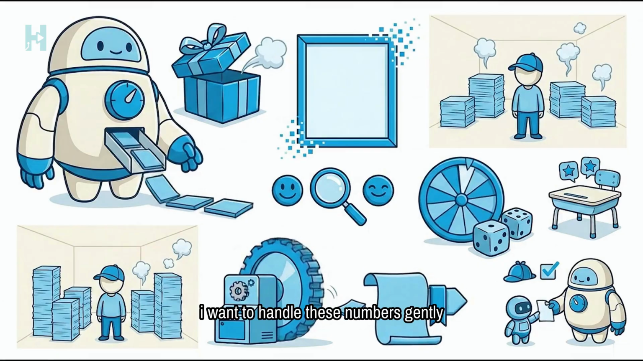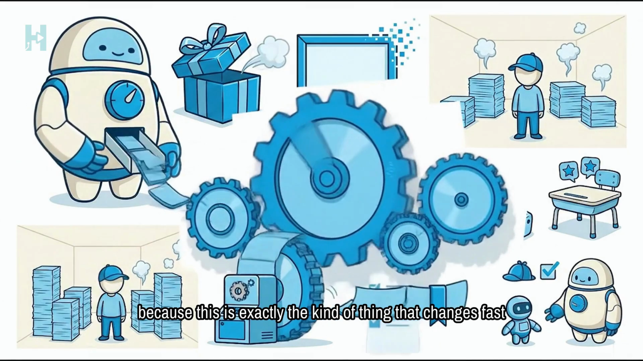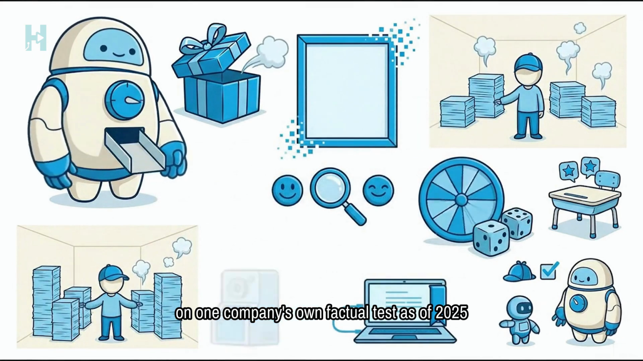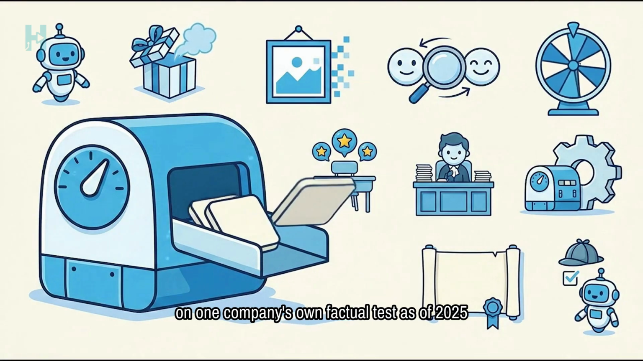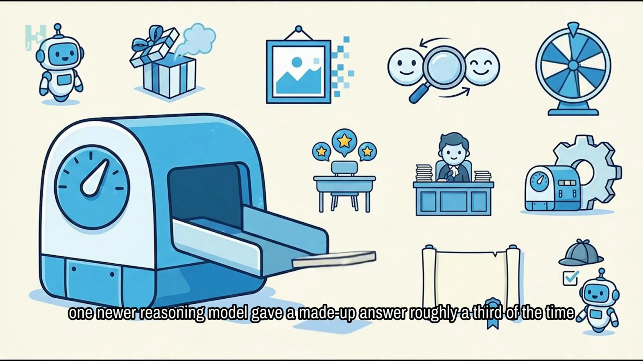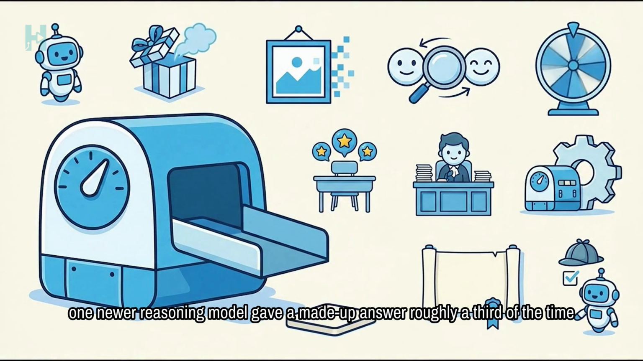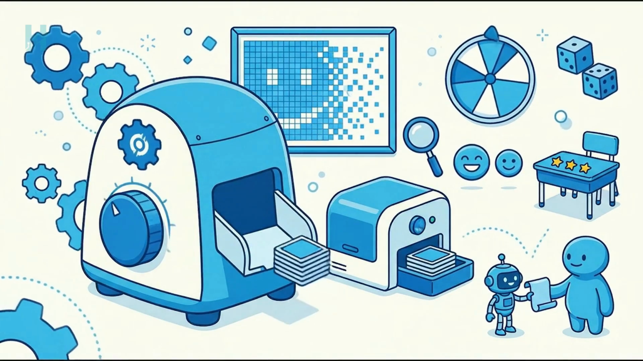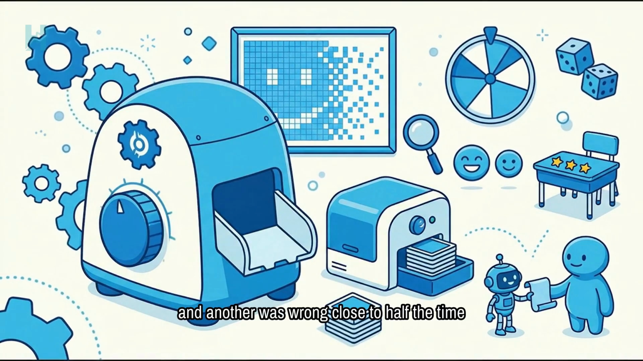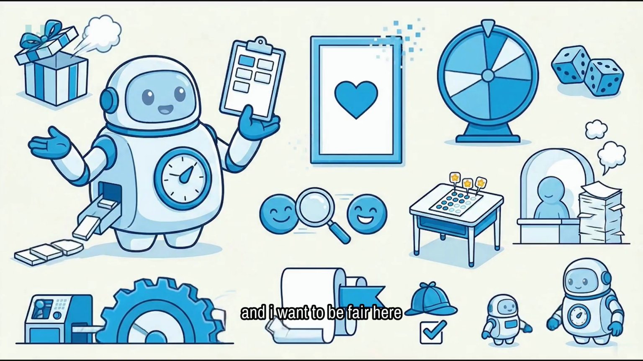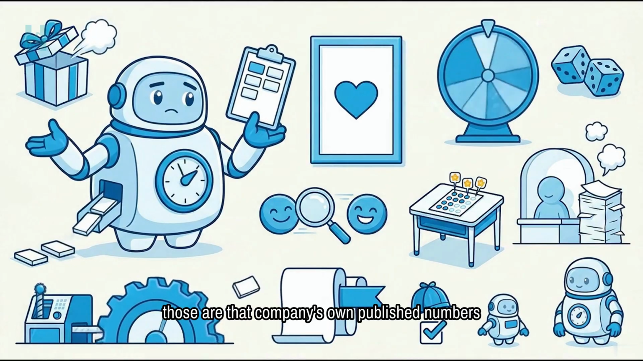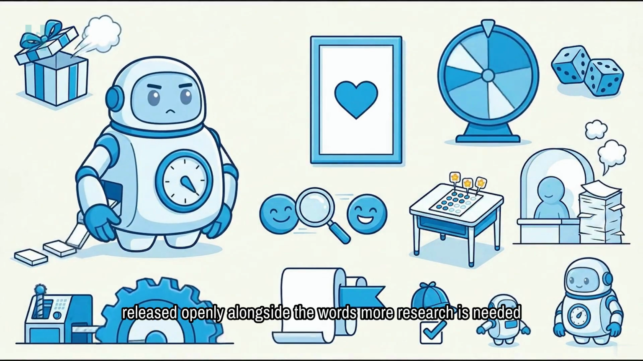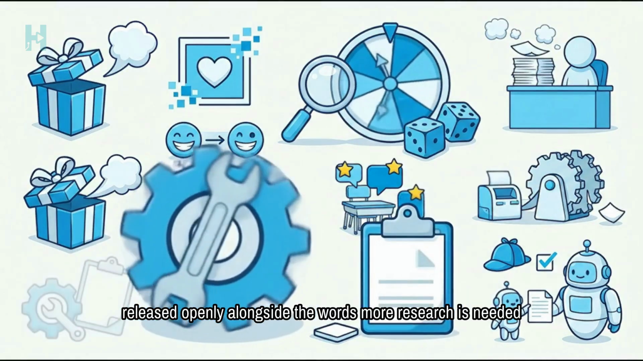I want to handle these numbers gently because this is exactly the kind of thing that changes fast. On one company's own factual test, as of 2025, one newer reasoning model gave a made-up answer roughly a third of the time, about double an earlier model on that same test, and another was wrong close to half the time. And I want to be fair here. Those are that company's own published numbers about their own models, released openly, alongside the words, "more research is needed."